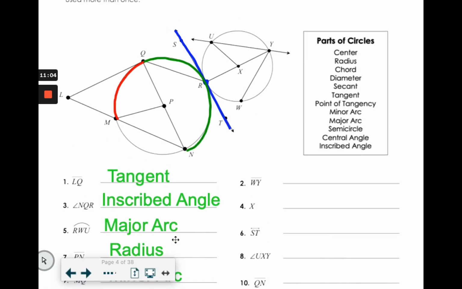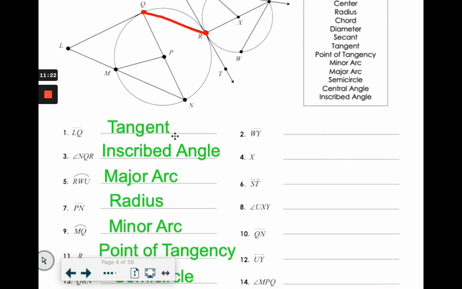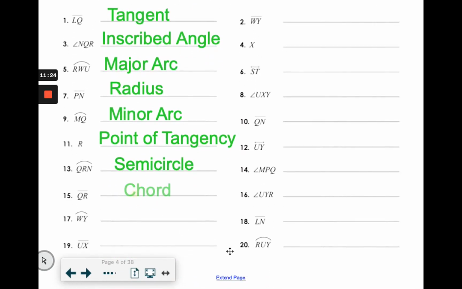QR, let me get rid of some stuff here. It's a segment. Anytime it's a segment, we're looking at where the endpoints are. QR has both endpoints on the circle, but we're not going through the center, so it's not a diameter. This is called a chord.